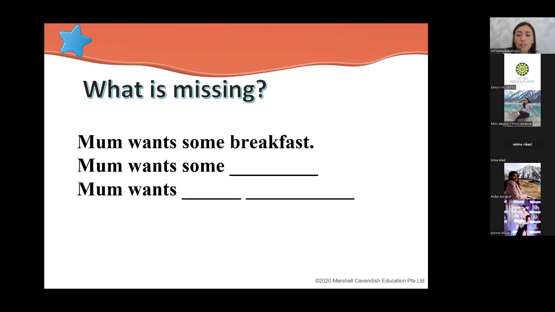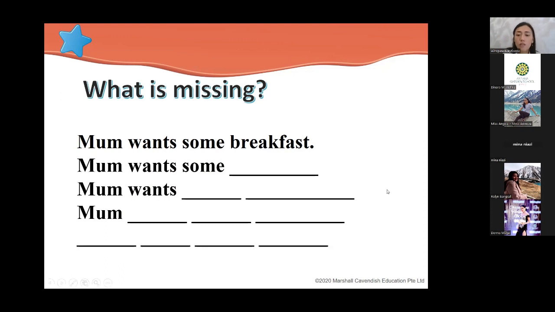And after that I clean one more word, and also I show the places of the words with my hands. Mom wants some breakfast, and it really works. They remember the sentence, and they can easily pronounce the words, mom wants some breakfast. And here at the end, you can see that there is no sentence on the board, and they can easily answer this full sentence. Yeah, mom wants some breakfast.